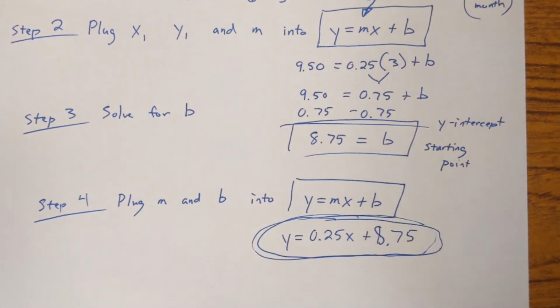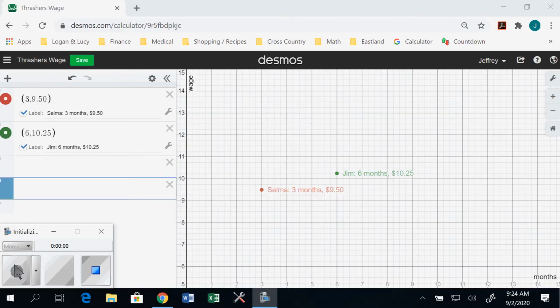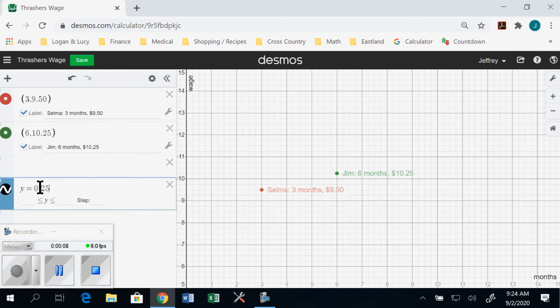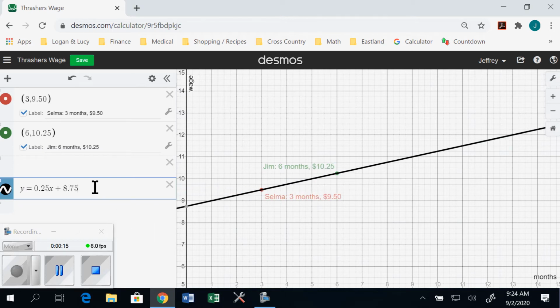Now let's go back to the graph and see what's the significance of being able to find this equation, this final answer. Once you learn how to write the equation of a line, let's type in our answer here that we got. It was a 25-cent raise. That was the slope. It started at $8.75 an hour. Once you learn to write the equation of a line through 2 points, now you don't just have two of the answers. Now we have all of the answers.